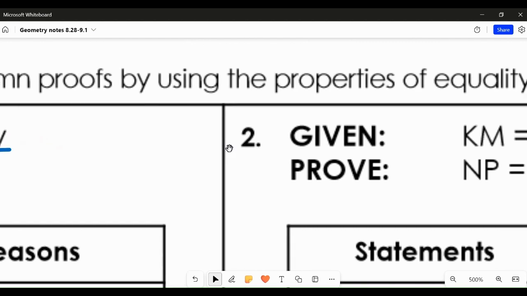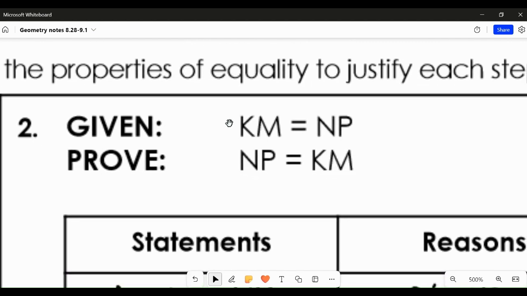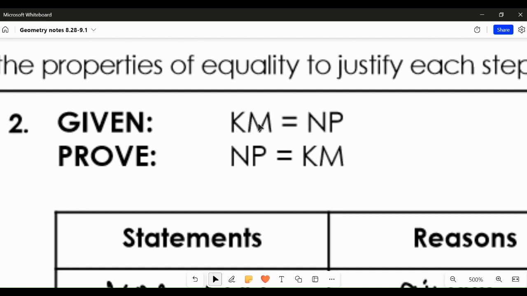Not first, second one. My fault. Our second proof that we have says this time Km equals NP. Now, what we're trying to prove is that Nm equals Km. I messed that up. NP equals Km. Sorry, y'all. So, we're given one bit of information. These 2 things equal each other. You don't know what they are? Doesn't matter what they are. They tell you that they're equal.